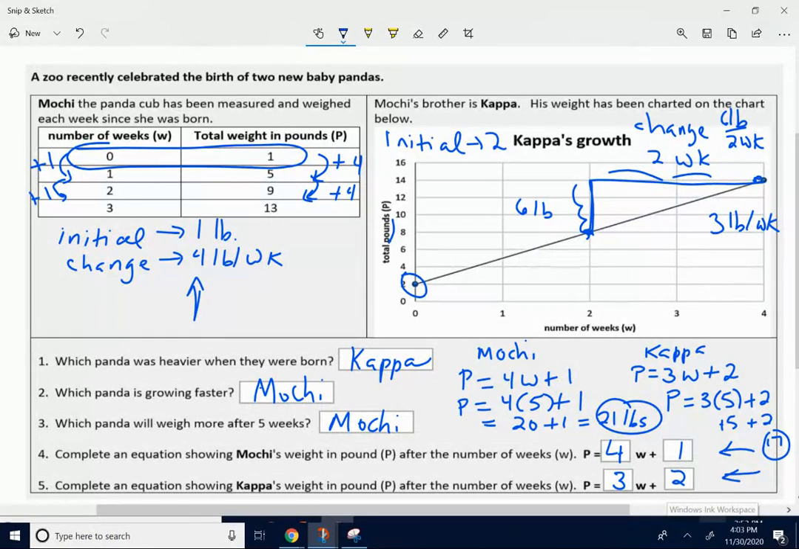And again, you could have used the patterns. You could have just extended the data table. Went up a week, went up a week, went up 4, went up 4. But it's easier if you take the equation and put the number that they give you, the weeks, in for the variable W, and then solve for the other variable. It's just a lot simpler.